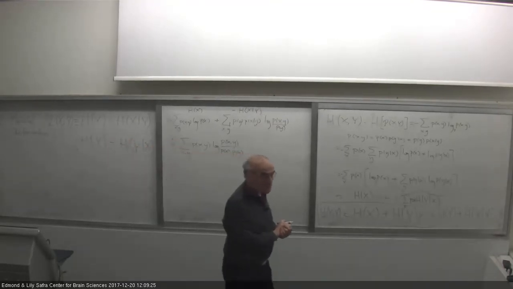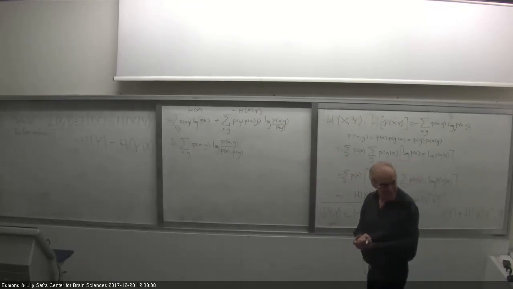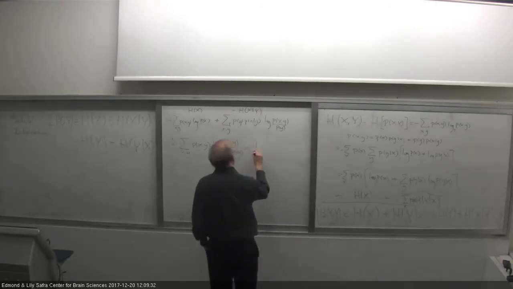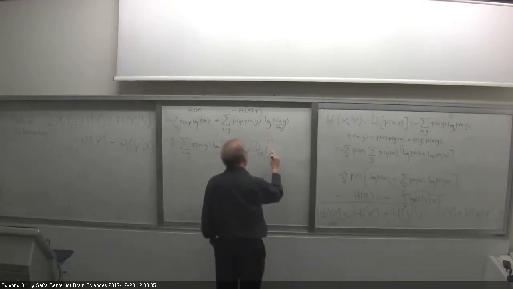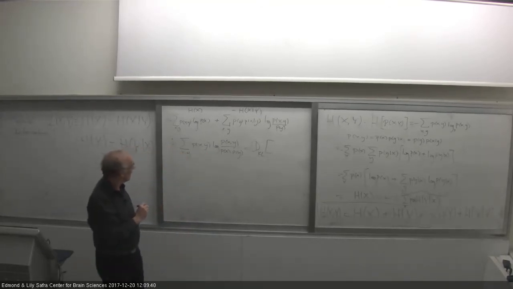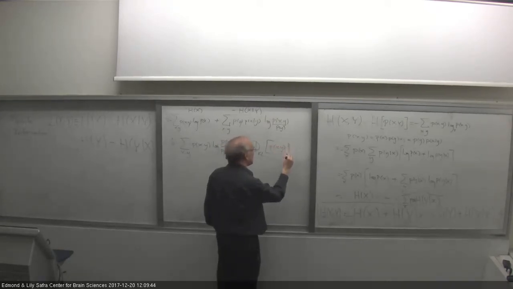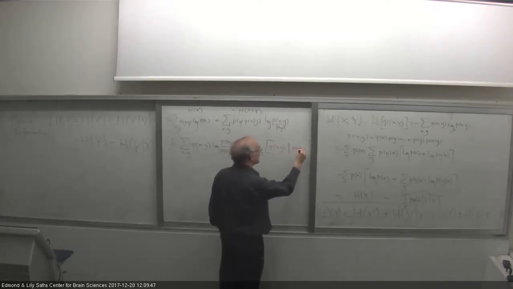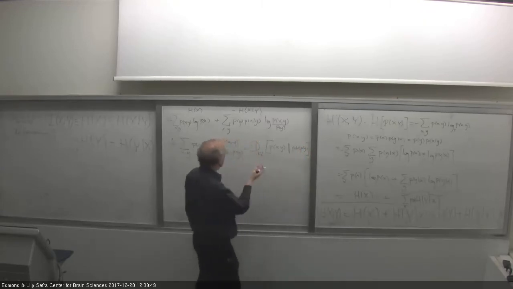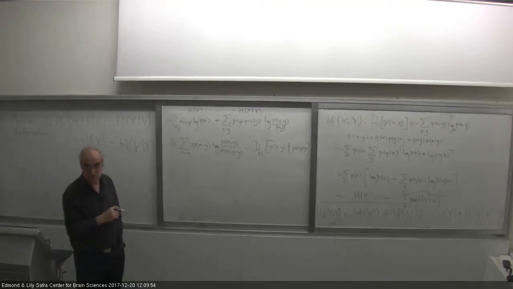But what is this? Now that's a KL divergence. This is simply the D, our famous KL divergence, between what and what? Between p(x,y), the joint distribution, and the product of the marginals. That's what's written here, by the definition of the KL divergence. The second one is not necessarily a probability.